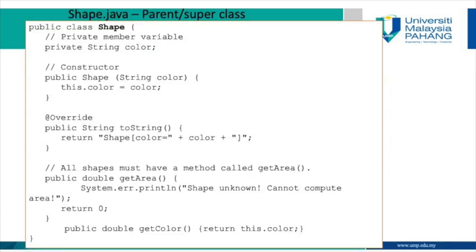And this is the code example of how we can write the Shape class, which is the parent class. You can see it defines the private member, which is the color, and then the constructor for this class, which is public Shape(String color), and then it returns the color. This is the detail for the Shape class. Now let's move on to another example of the child class.